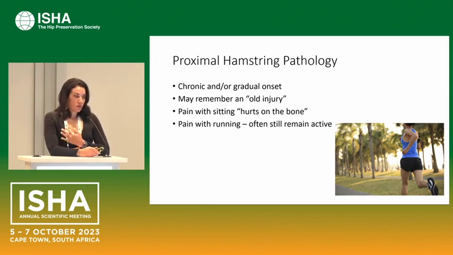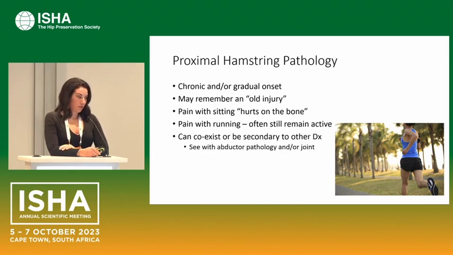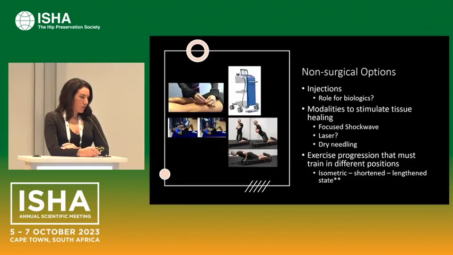Oftentimes these individuals, at least the ones that I tend to see, will remain active. They'll still be runners, but that pain with running is getting progressively worse. And it can also coexist or be secondary to other diagnoses. I see this quite a bit with chronic abductor pathology, where the hamstrings are kind of picking up the slack for the lack of gluteal strength, and or joint pathology.